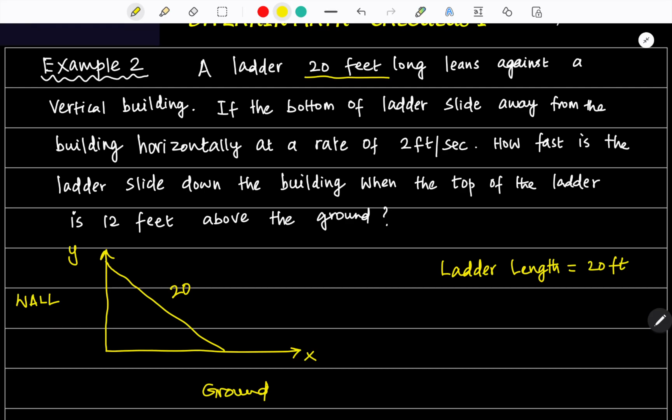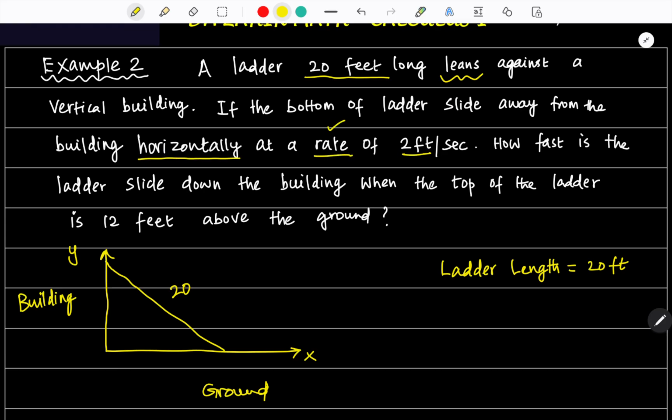Or 20, just say. We are not worried about the units. Leans means it's there in a slanting way. Leans against a vertical building. This is the building. So I can write, instead of wall, I can write it as building. So this is the building. Right. And if the bottom of the ladder slides away from the building horizontally at the rate, means what?